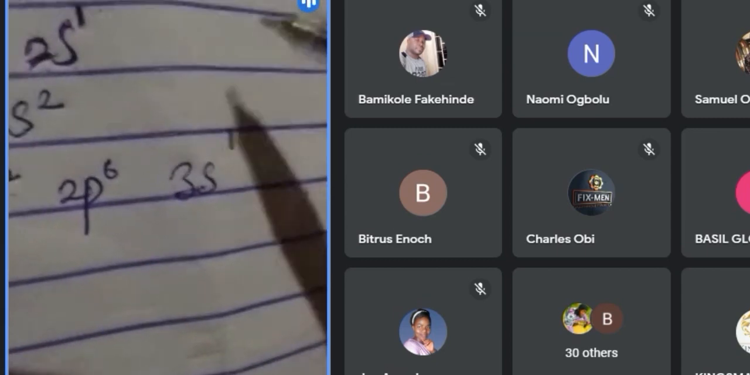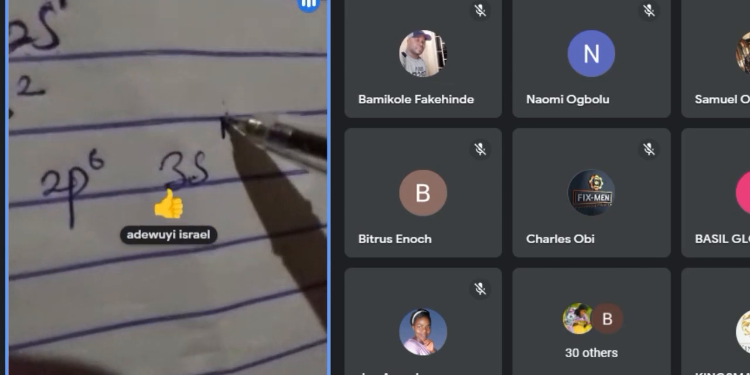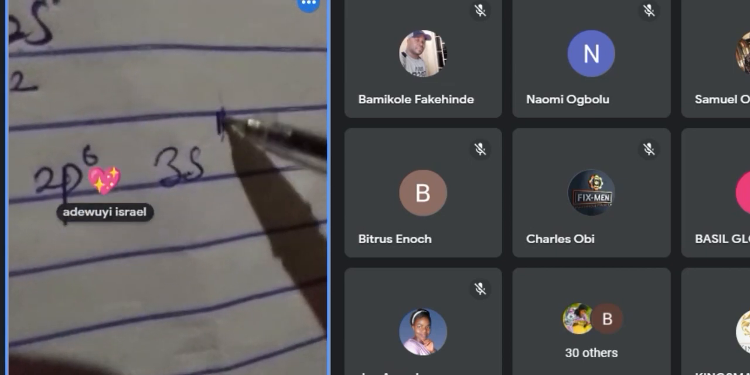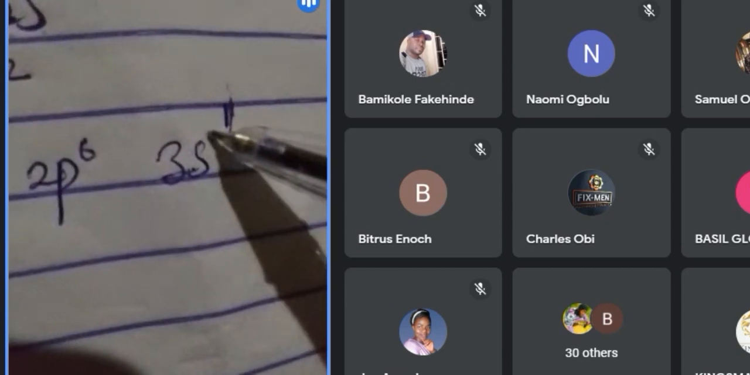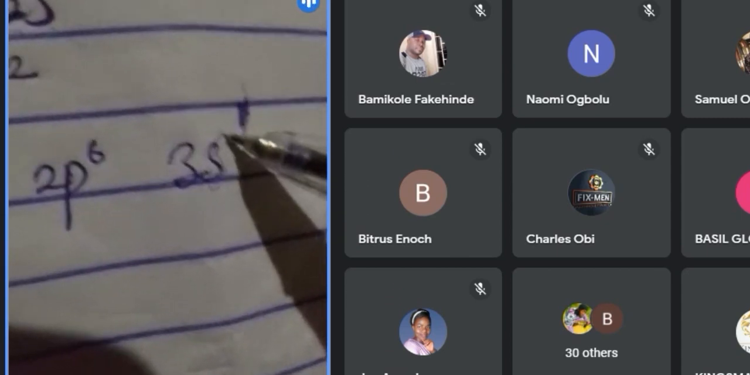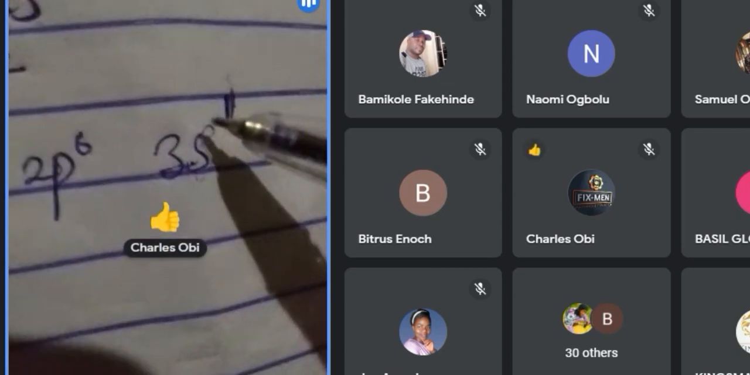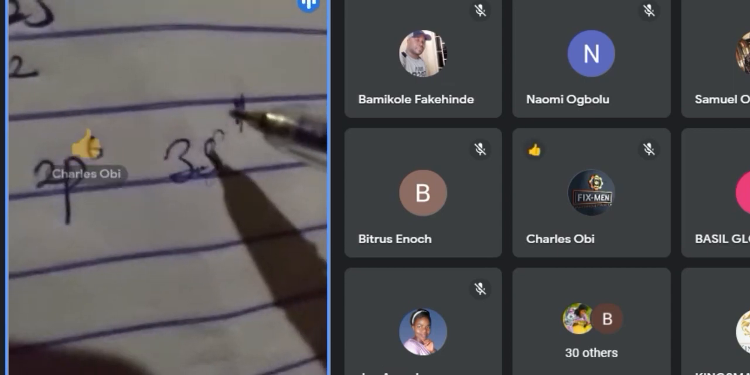The second thing is that this 1 is telling us that this element is in group 1. The third thing is that it is telling us that it is an S block element. It gives a whole information about it, far more than this.